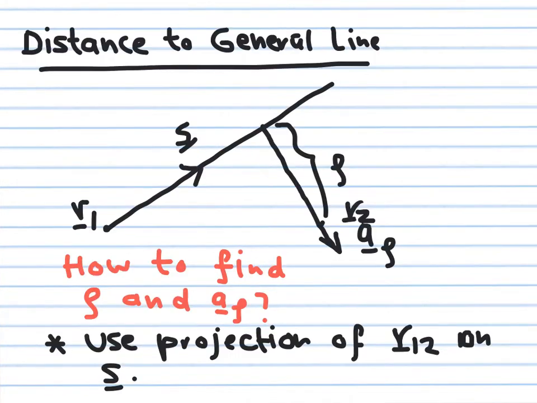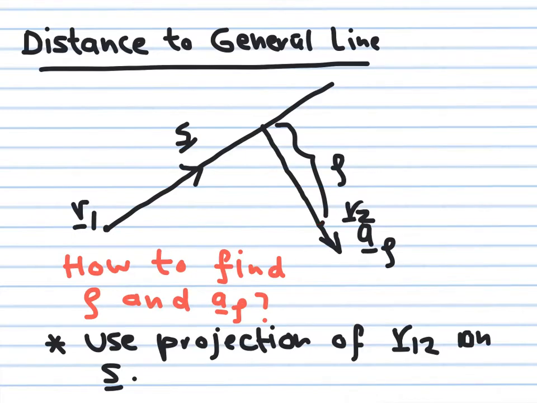Okay, so this is the problem we'd like to solve. We have a point called R2 here, a general point in space. We have our line, and we know a point on the line called R1. We know the direction of the line called S. My target is to find this normal distance rho and to find this unit vector a rho, which is pointing normal from the line to the observation point R2.